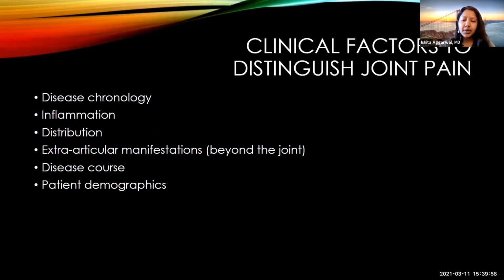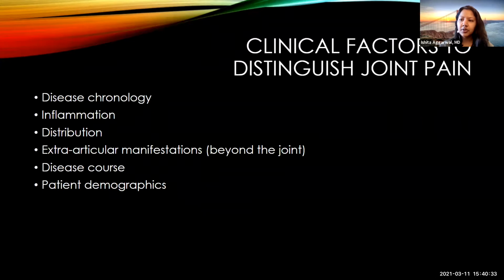And extra-articular manifestations, so other symptoms that the patient may have beyond the joint, can also help narrow the diagnostic evaluation. Examples of this are severely dry eyes, dry mouth, Raynaud's symptoms, oral ulcers, nasal ulcers, rashes, and weakness, which may help suggest some systemic inflammatory rheumatologic conditions. Other things such as weight loss, fever, and night sweats are also common with systemic illnesses.